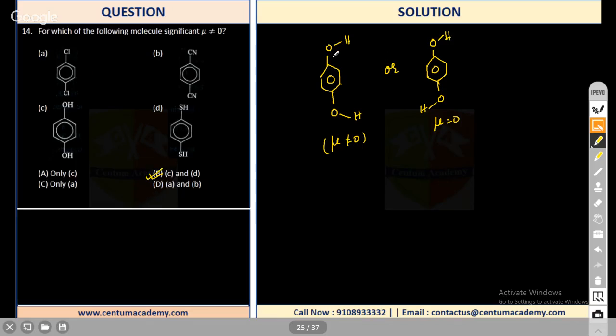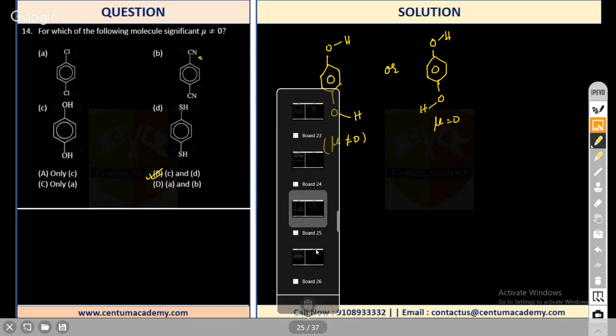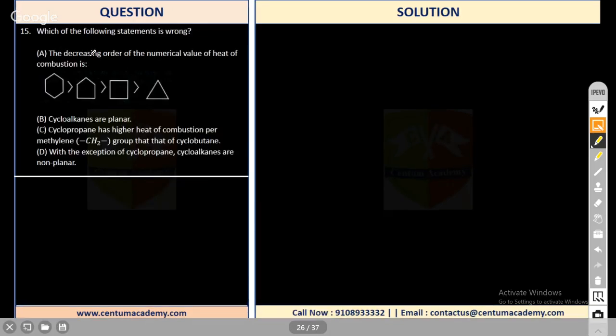The logic is what here? For zero dipole moment, we must have a linear molecule present here, like this cyanide group. Okay, monoatomic or linear molecule present. Right? We have discussed this in isomerism, if you remember. Which of the following statements is wrong? Now it is alkane.